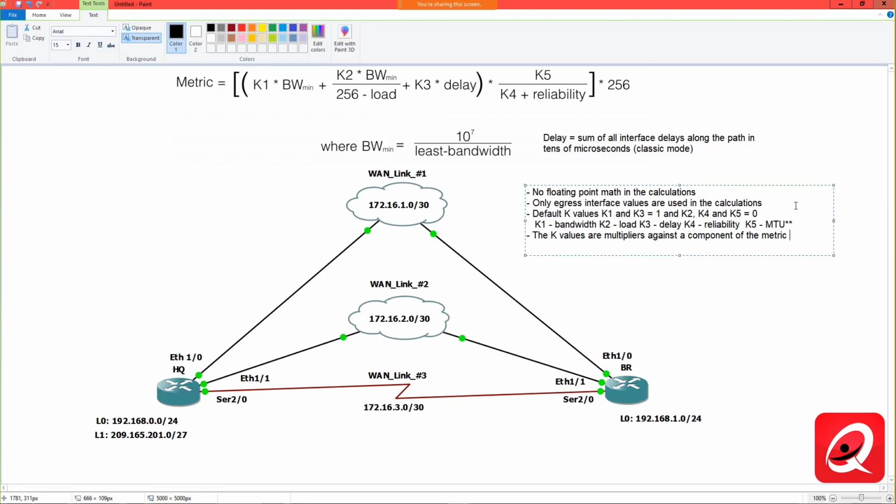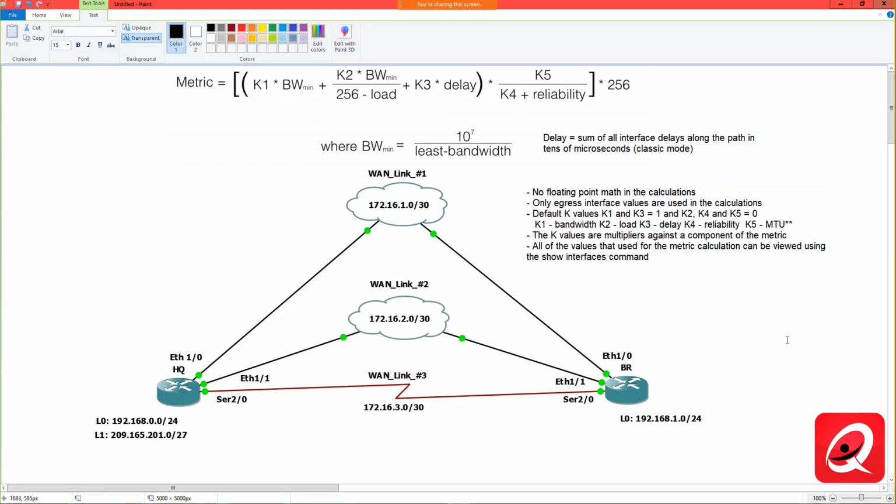Now, Ken did mention a K6. In the case of a classic EIGRP configuration, there is no such thing as K6, but we will definitely talk about K6 in our next lesson when we get into our named configuration. All right. So those are our default K values. There's no floating point math in our metric calculations. Only the egress interfaces are used in the calculations, and all of the values that are used for the metric calculation can be viewed using the show interface command. Okay, and we'll take a look at that.